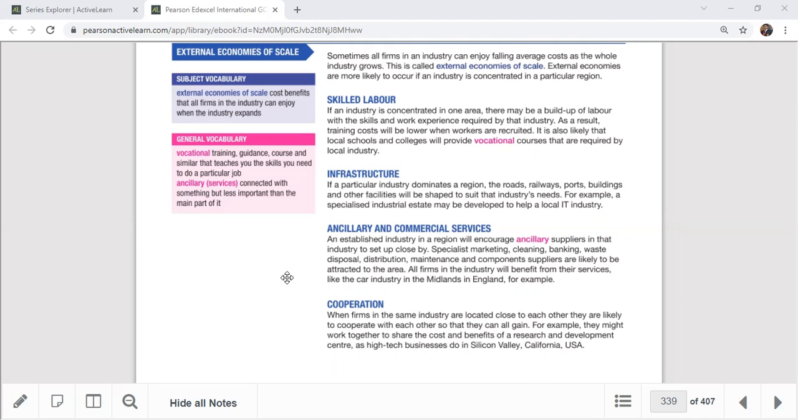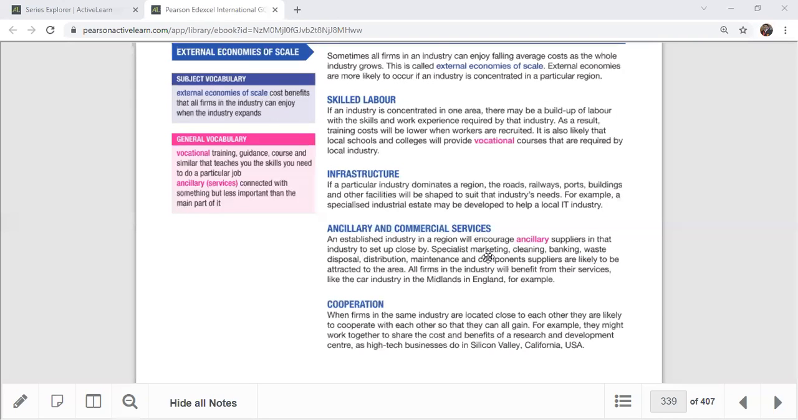That's why organizations sometimes want to go to a developed area, always, because there is more infrastructure, and more ancillary and commercial services. Moreover, if business organizations are located in a place where people help each other, they normally locate close to each other, and they are likely to cooperate with each other. They can share research and development knowledge.